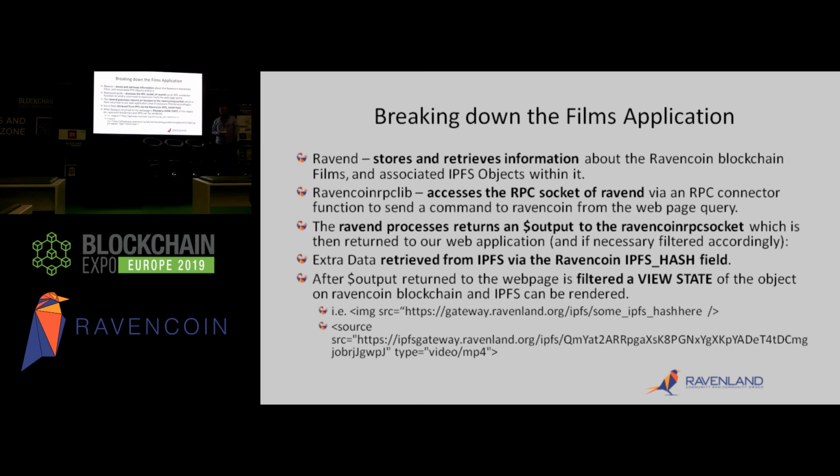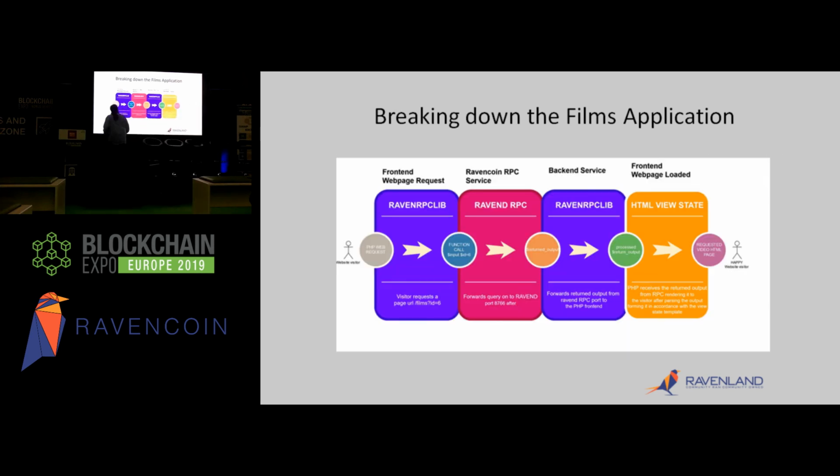https://gateway.ravenland.org. What that is, it's an endpoint. It just allows us to call the IPFS hash. And we throw in the IPFS hash here, and then all of a sudden it works like a normal legacy website. So you can do websites with Ravencoin fairly easily.